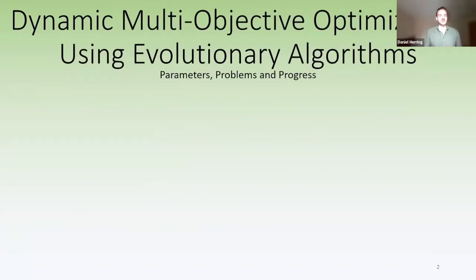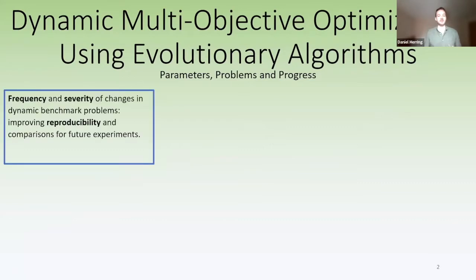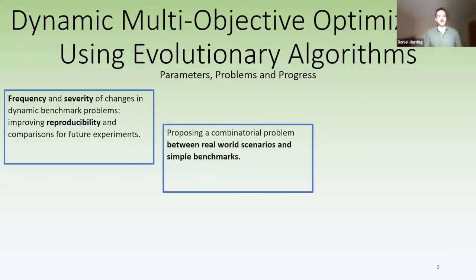There are three key topics I'm going to be discussing today, including an investigation of the frequency and severity parameters in dynamic benchmark problems, together with trying to improve the reproducibility and enable easier comparisons with future experiments. Secondly, I'll be addressing a limited provision of combinatorial problems in the dynamic multi-objective space and defining problem instances with contextually justified dynamic changes and trying to find solutions to these problems.